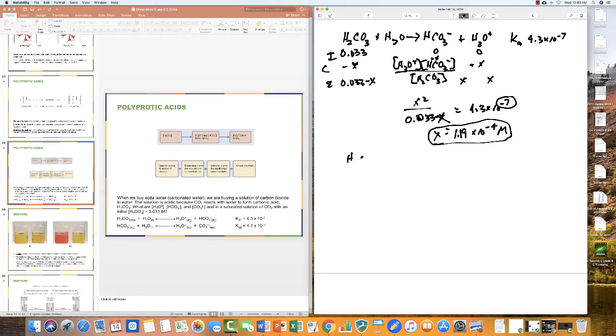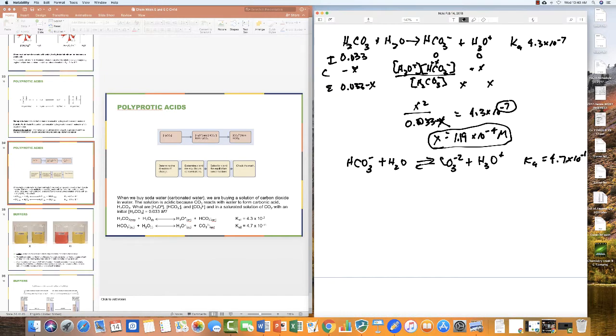And we're going to look at the second step, which is the bicarbonate plus water goes to form carbonate ion plus hydronium ion. And we have a second Ka, which is 4.7 times 10 to the minus 11. Now for this one, we know that this concentration is 1.19 times 10 to the minus 4. This is going to be x. And we know that this is 1.19 times 10 to the minus 4.